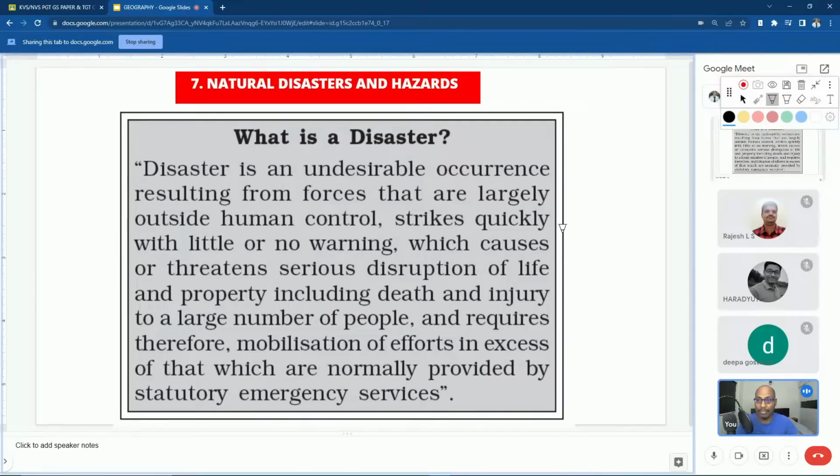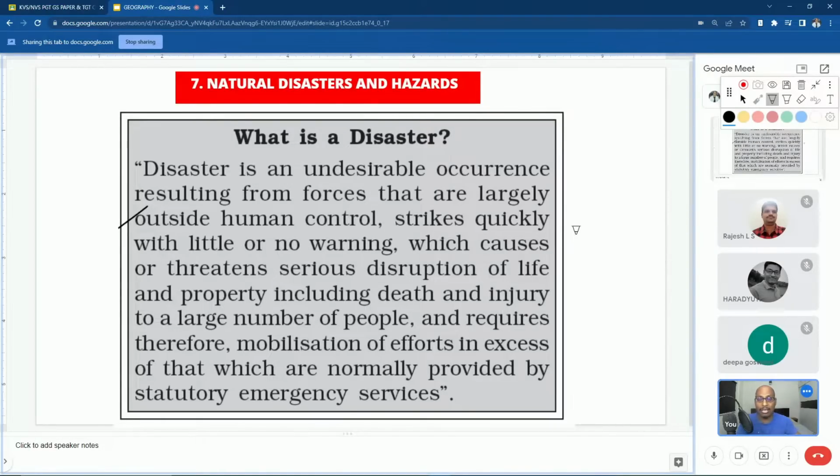Then what is a disaster? A disaster is an undesirable occurrence resulting from forces that are largely outside human control. There are forces in this world which are beyond the control of human beings, like ocean currents, the cold current, warm water current, or cyclones. We cannot control a cyclone. We can predict a cyclone, but we cannot control it. So these natural forces, largely outside human control, strike quickly with little or no warning, without any kind of pre-alert, which causes or threatens a serious disruption of life and property, including death and injury to a large number of people, and therefore requires mobilization of efforts in excess of what is normally provided by statutory emergency services.